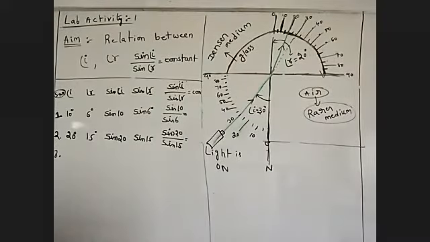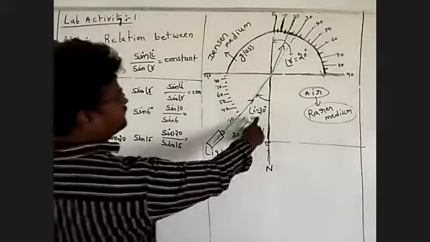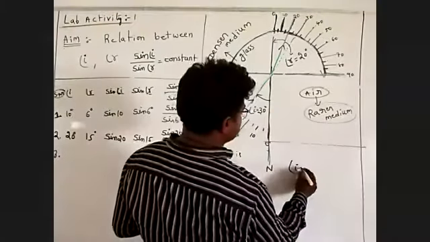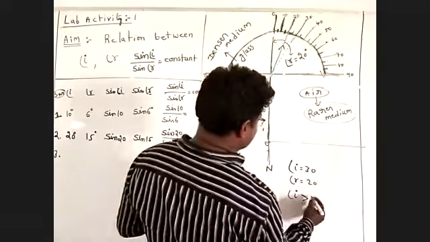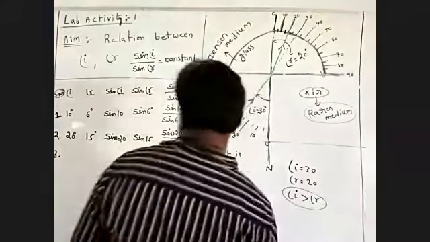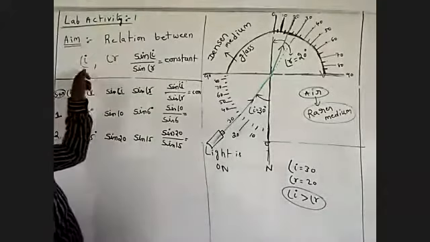But you will see angle of I is greater than angle of R. Now, angle of I is equal to 30, angle of R is equal to 20 degrees. Angle of I is greater than angle of R. That is the relation between I and R.